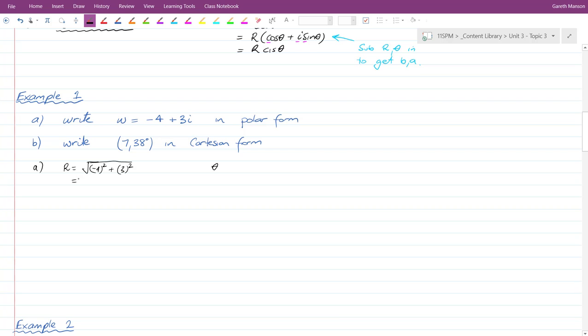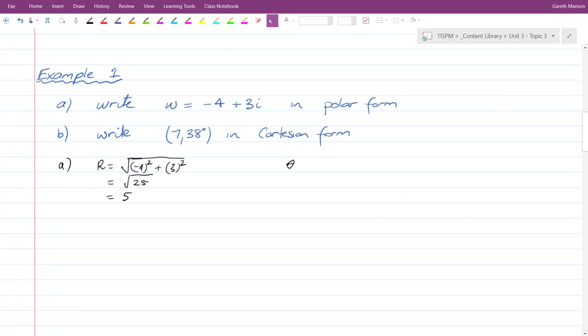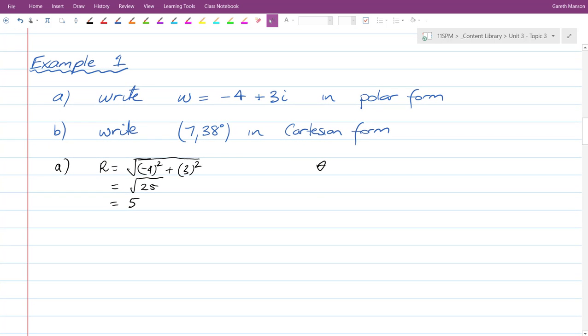And I've chosen those numbers to work nicely for r, but they don't work nicely for theta. In this case, you get a 3-4 triangle. So I get the square root of 25, which is 5. We'd normally say it's plus or minus 5, but in this case we say 5 because we're talking a direction. So it's a modulus. Modulus is positive. Theta, we typically write as tan inverse of b over a. So I'm just going to put this down as 3 over negative 4.